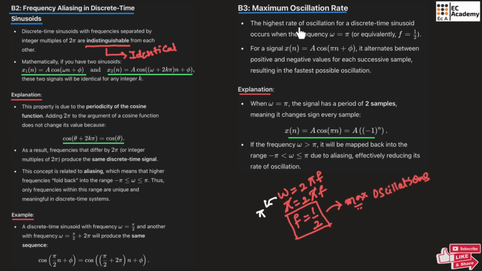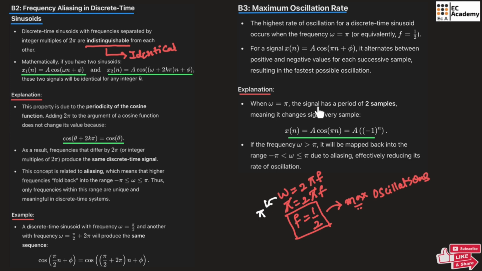So we can say the highest rate of oscillation for a discrete time signal will occur when omega is equal to pi or when f is equal to 1 by 2. A signal x of n equal to A cos(pi n plus phi) will produce alternating values, with a positive cycle as well as a negative cycle for each sample, resulting in the fastest possible oscillations.